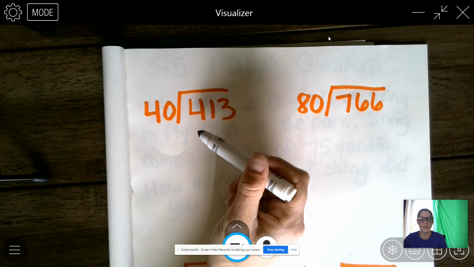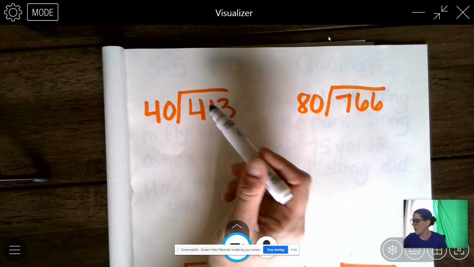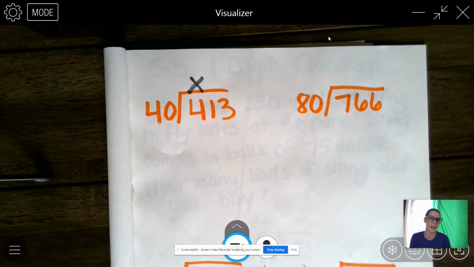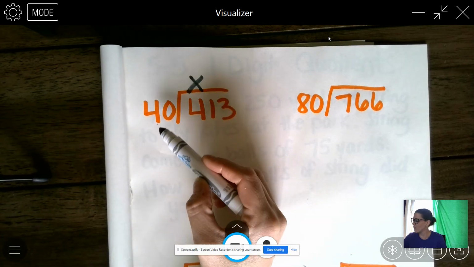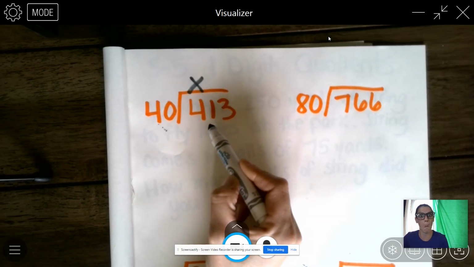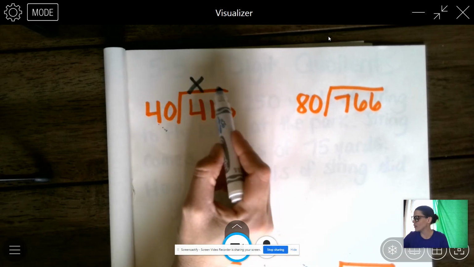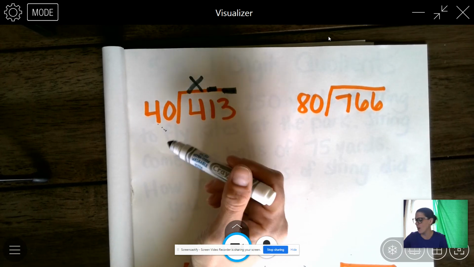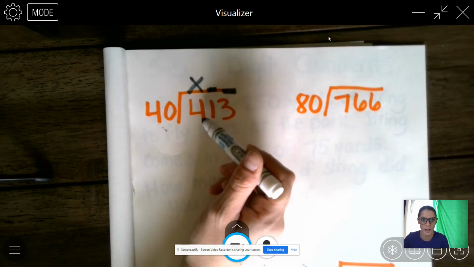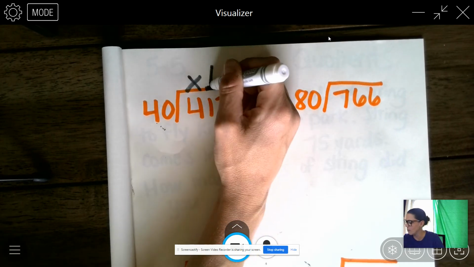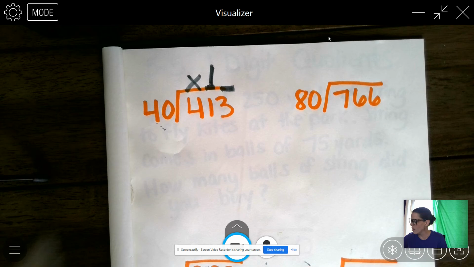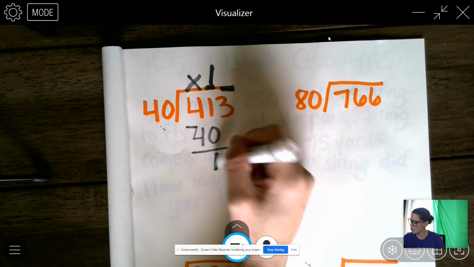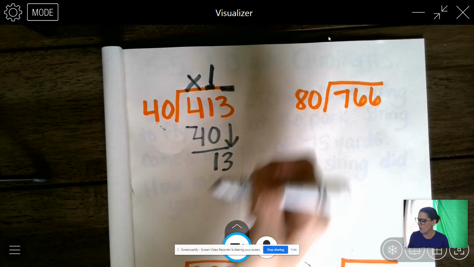I'm going to first see how many digits my answer is going to be. So my quotient. Can 40 fit into 4? It cannot. So I'm going to put my X up there. Now, here's what's interesting. Can 40 fit into 41? It can. That means that my answer is going to be 2 digits, because I know that 40 can fit into 41 one time. I'm going to stick that up there in my quotient because I know that 40 times 1 is 40, identity property. And then I'm going to subtract and bring down, and I get 13.